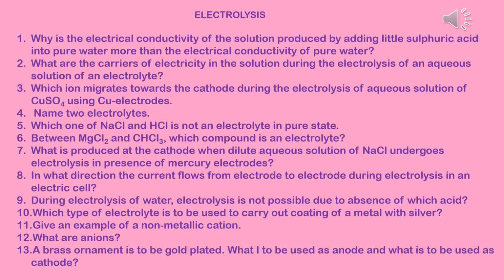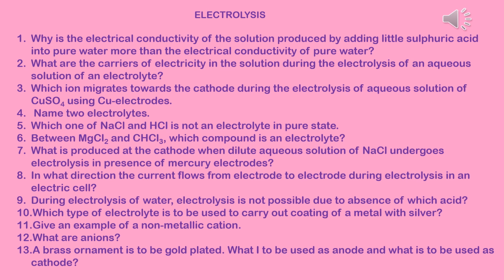Next question. Which type of electrolyte is to be used to carry out coating of a metal with silver? Answer. Potassium argentocyanide. Formula K, third bracket start, Ag, first bracket start, CN, first bracket close, whole 2, then third bracket closed. So K[Ag(CN)2]. Next question. Give an example of a non-metallic cation. Answer. Ammonium ion, that is NH4 plus.